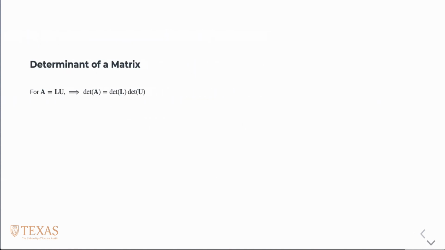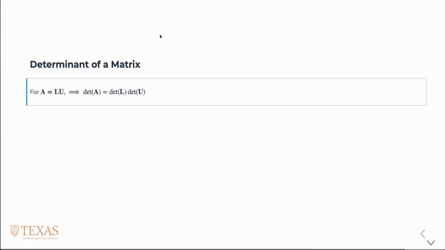Finally, we can also use the LU decomposition to solve for the determinant of a matrix. From the rules of linear algebra, if we have a matrix A that is equal to the matrix L times U, then the determinant of A is equal to the determinant of L times the determinant of U. Additionally, we have a rule that says that for an upper or lower triangular matrix, the determinant is equal to the product of the entries on the diagonal.